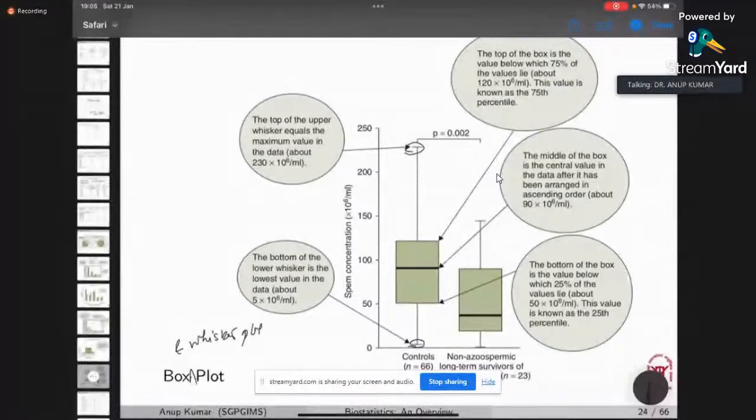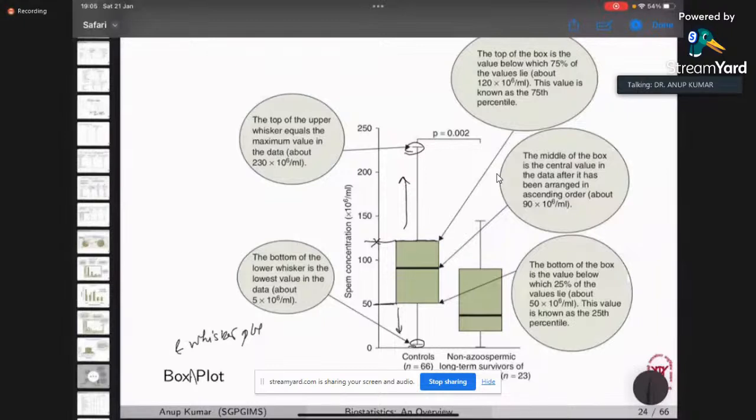Now this box, the top of this box actually represents the 75th percentile. It means 25% of the people have got values more than this value, more than 120 into 10 to the power 6 ml. So 25% of the people in this group have got value more than 120. Similarly, this is called the first quartile, and 25% of the people have got value less than 50.